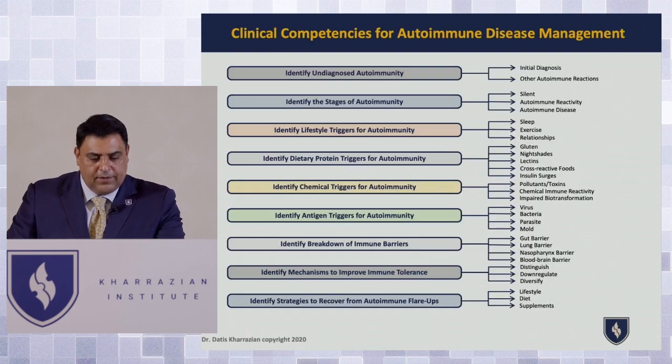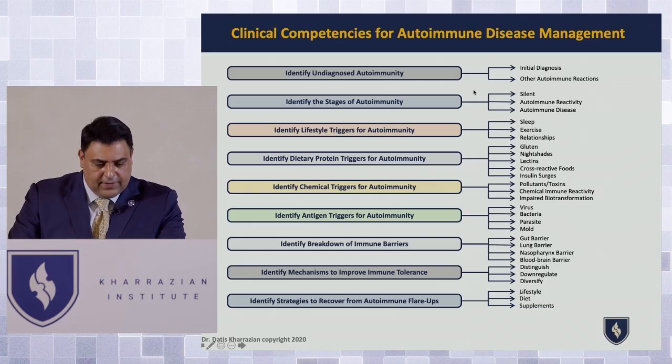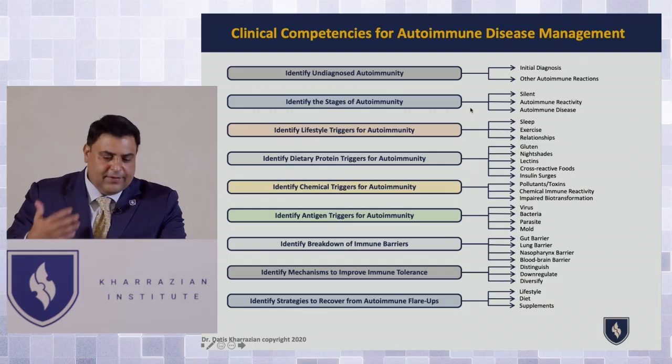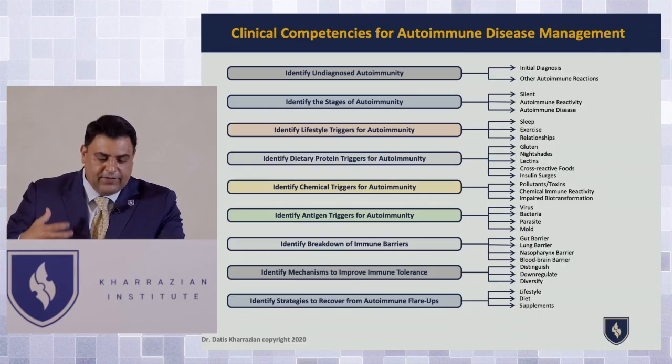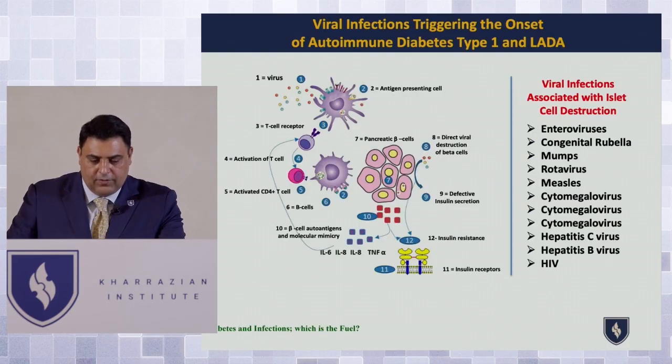This is a chart I made for you that we talked about in the autoimmune course, and unfortunately we don't have time to go over all of it, but these are the triggers for autoimmunity. I'm not going to go over this list because we just don't have time in this course to review everything we taught in the autoimmune course. But like with anything, you want to find what stage of autoimmunity they have, whether other autoimmunities exist, dietary protein triggers, chemical triggers, lifestyle triggers, whether the barriers are intact, how to improve their immune system tolerance, and so forth.